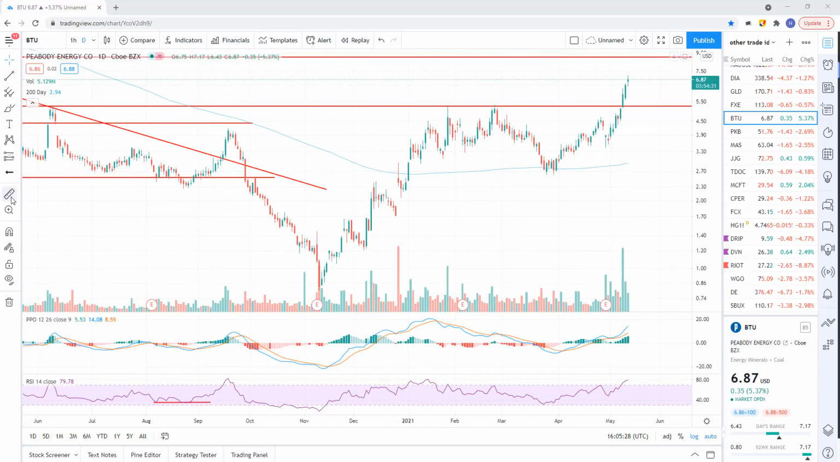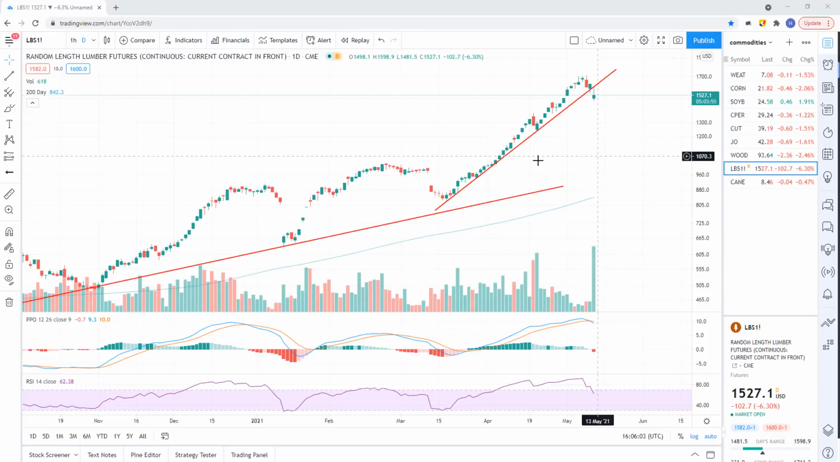But that's a big move for this little penny stock. It's not quite a penny stock, but that's a 64% run. And it's already made it about half the way. So just trying to point out breakouts. Lumber futures, I just want to point this out. These look like they're starting to crack.